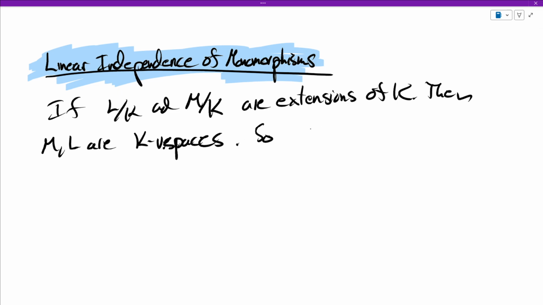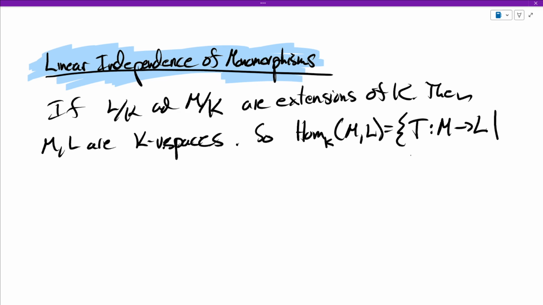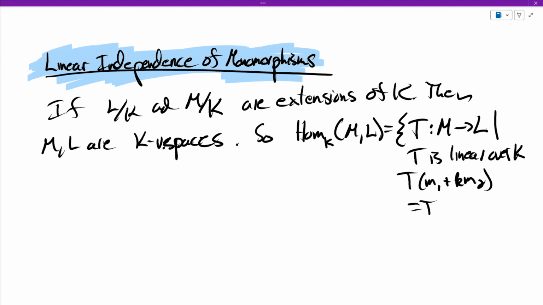So the collection of linear maps, which is sometimes written Hom from M to L, is a collection of maps T from M to L such that T is linear over K. And reminder, that just means that T of m1 plus k m2 breaks up as T of m1 plus k T of m2 for all k in K and for all m1, m2 in M.